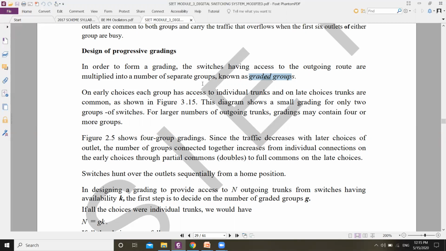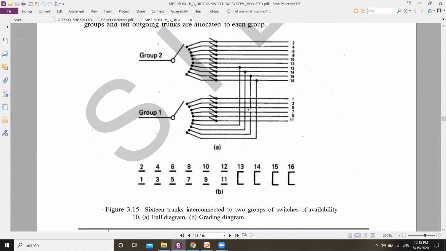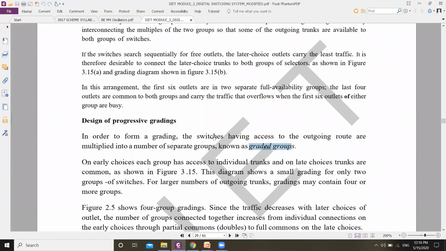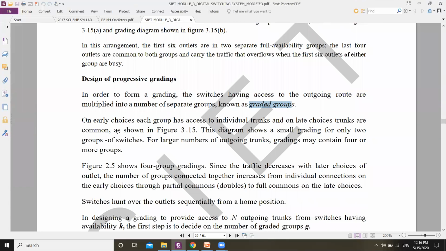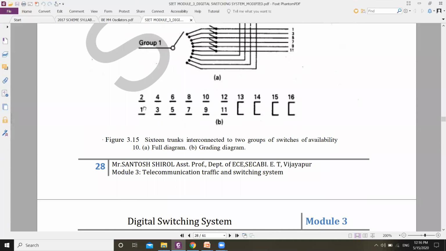Multiple groups means there will be single groups. You just see over here in this figure, these are singles, these are multiplied groups. So in order to form a grading, the switches having access to the outgoing route are multiplied into a number of separate groups known as graded groups. On early choices, each group has access to individual trunks. You see over here, on the early basis, each of the trunks is separate from the others.